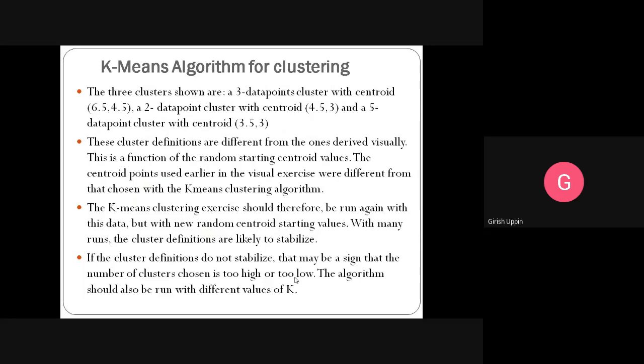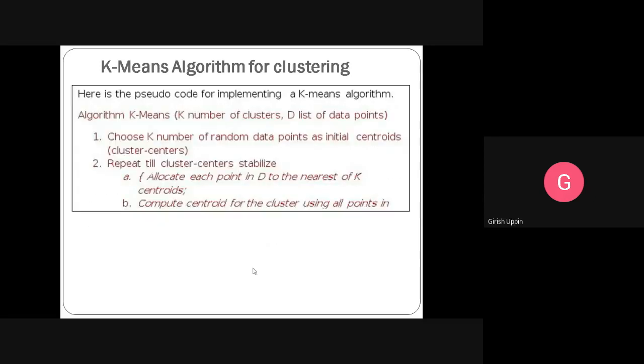If the cluster definitions do not stabilize, that may be a sign that the number of clusters chosen is too high or too low. Suppose we are not able to stabilize those centroids, that means the number of clusters k we have chosen is not right. So we should try with a different value of k and rerun the algorithm. The algorithm should also be run with different values of k.